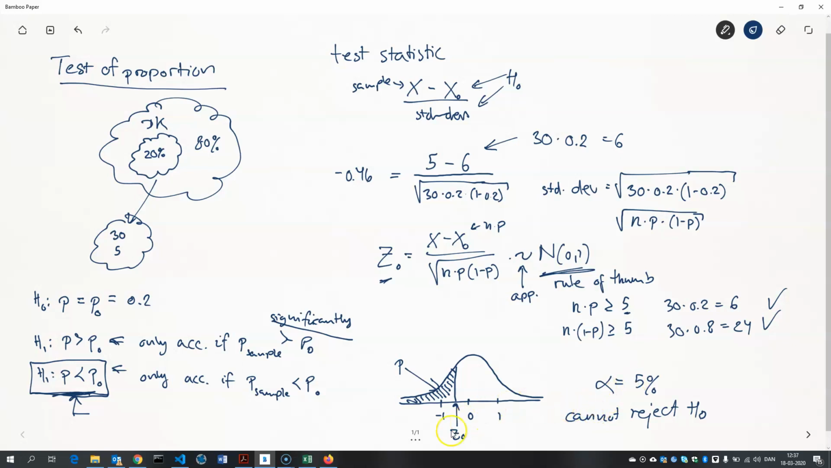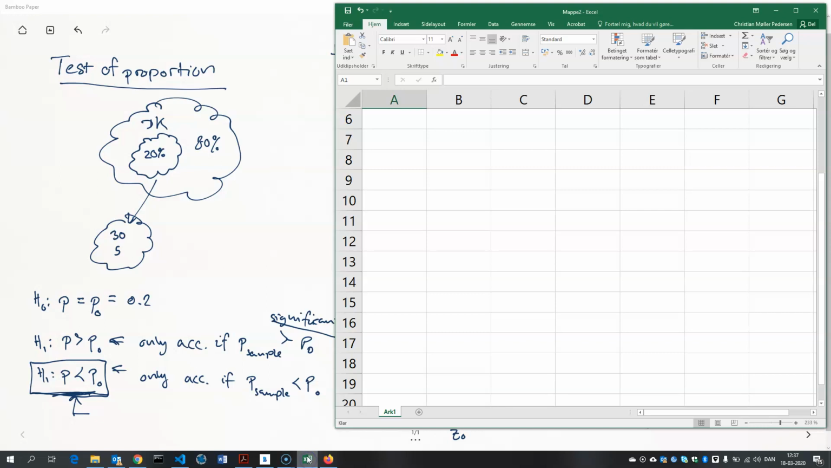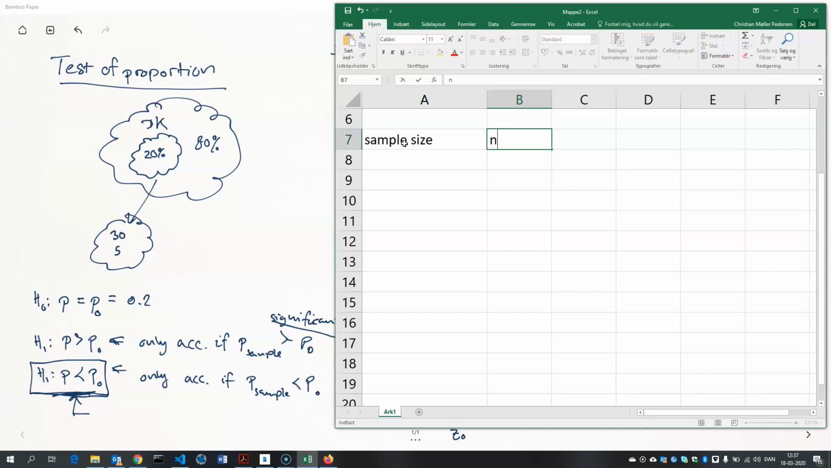Let's do this in Excel. I'll make room for some explanation here. The sample size, well, that's 30. Let's call it n here. That's 30. And let's call it the sample result or proportion. That turned out to be 5.